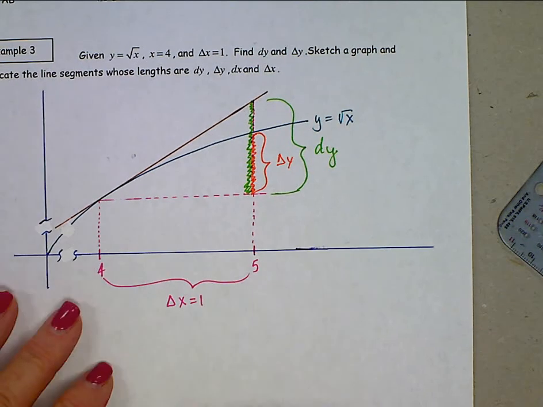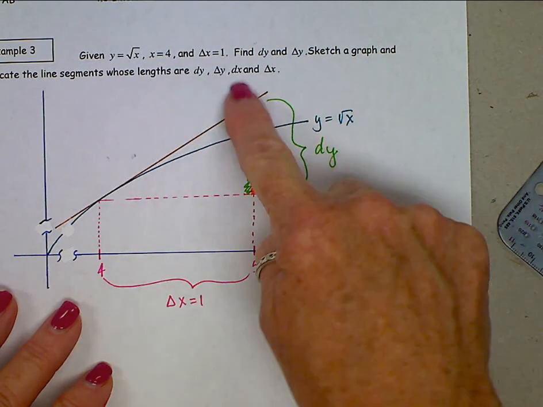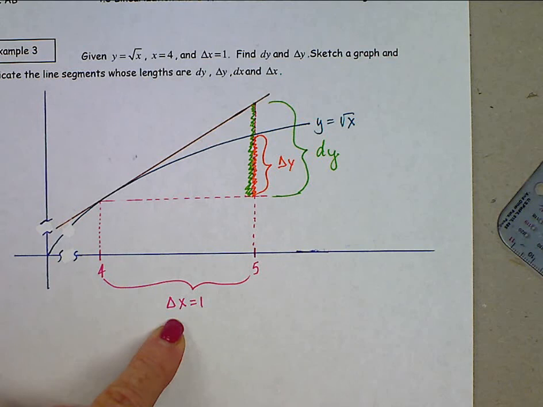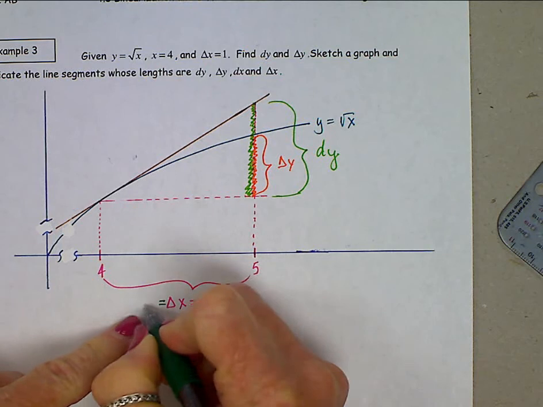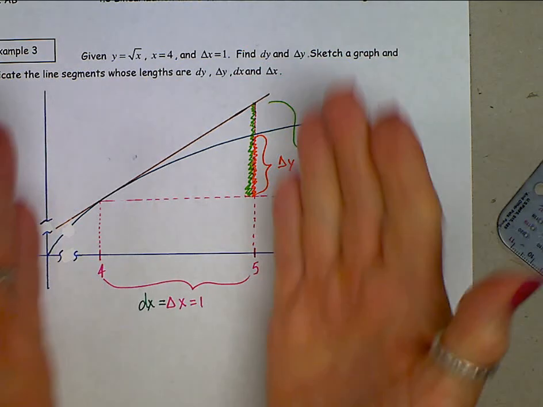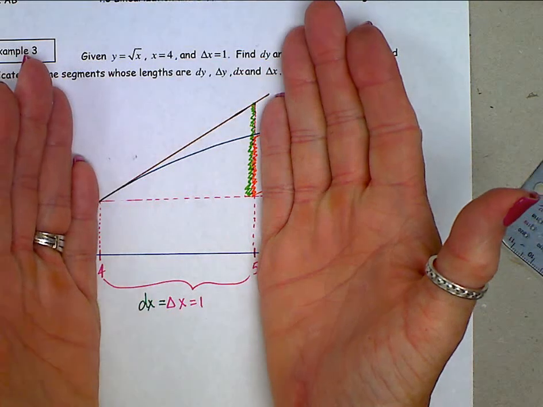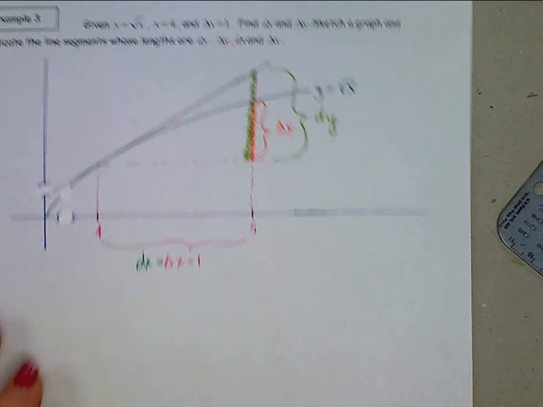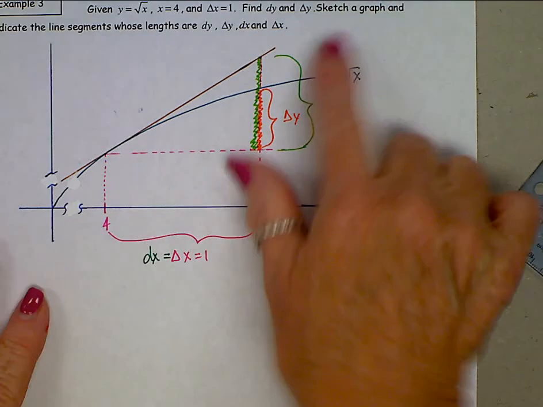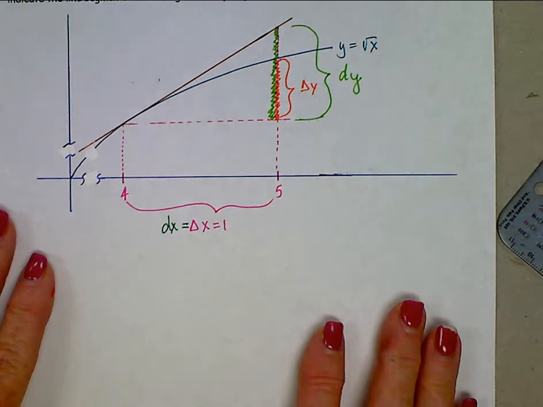Let's see. Sketch a graph, and so we've got dy, delta y, dx. Dx is right down here, and dx is exactly the same thing as delta x, because if we're following the curve, the function, or the tangent line, the change in x value is exactly the same thing. All right, now, so we've got the graph part with everything labeled. Let's go back then and let's find what we're supposed to find.